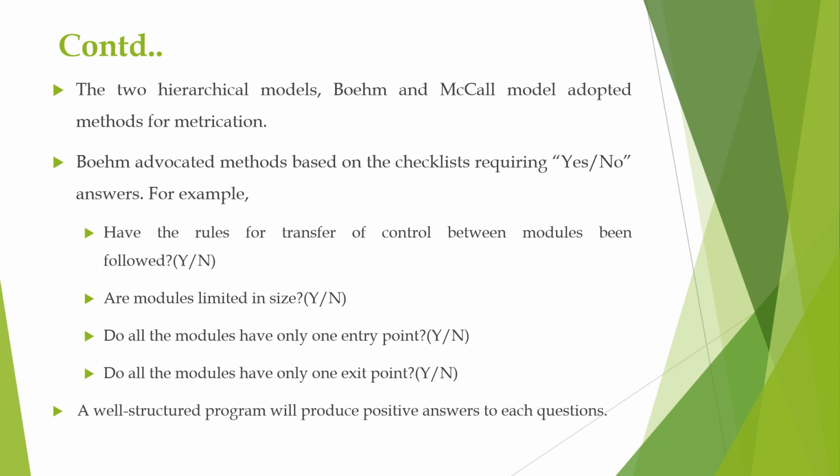And we have discussed two hierarchical models. The first one is the Boyer model and the other is the McCall model. Both these models have been adapted for different metrication methods. For example, the Boyer model adapts the checklist which requires yes or no answers. So the Boyer method will have certain questions that are only yes or no type of questions.